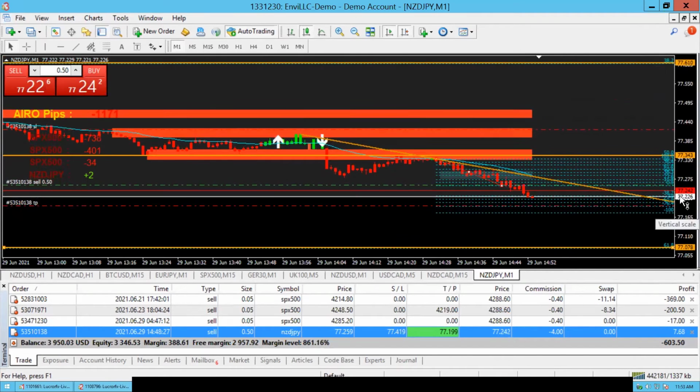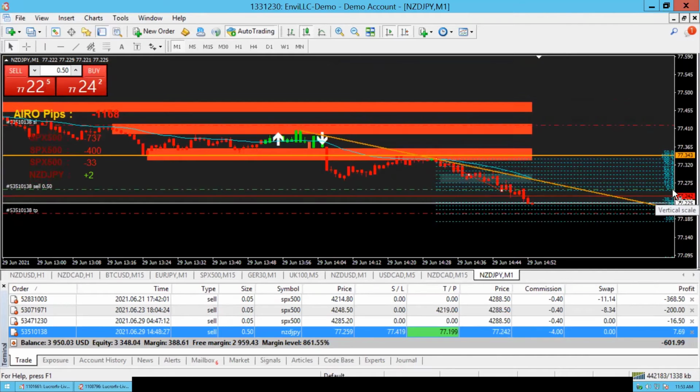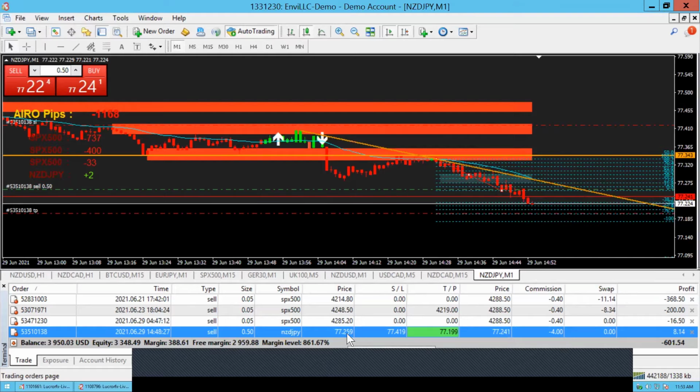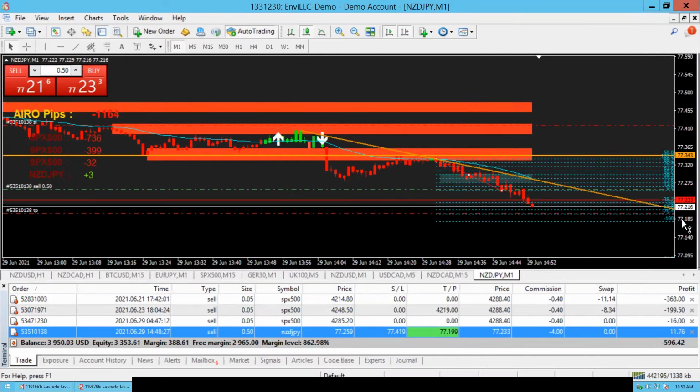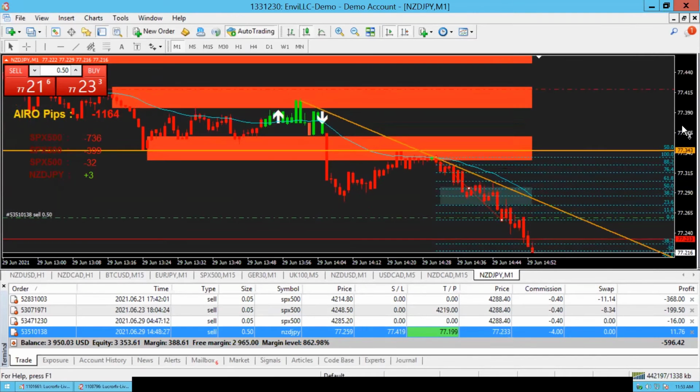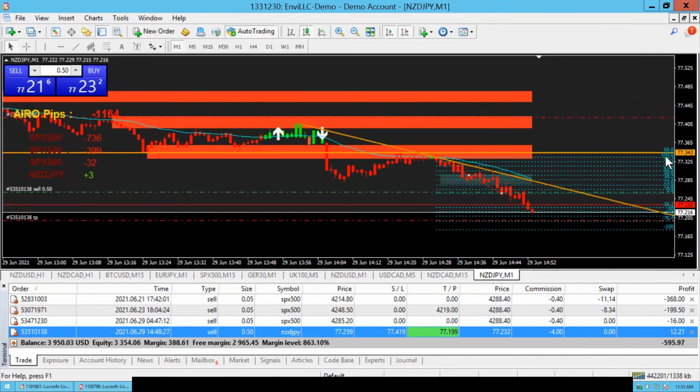I got in at 77.28. You got in a little bit earlier than I did. I got in at 26. But right here is the first 7 pip target. I'm actually going for nine pips on this.